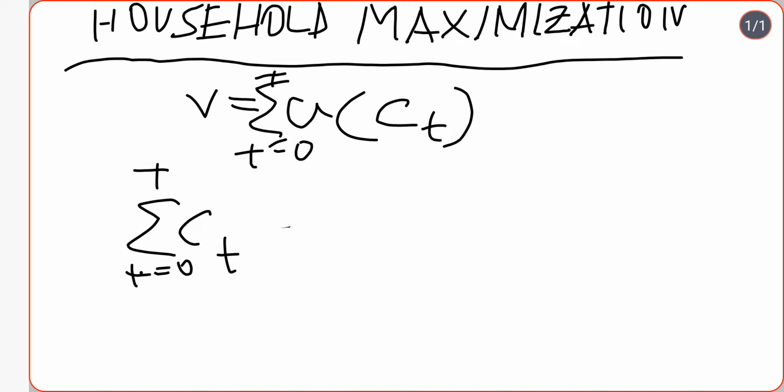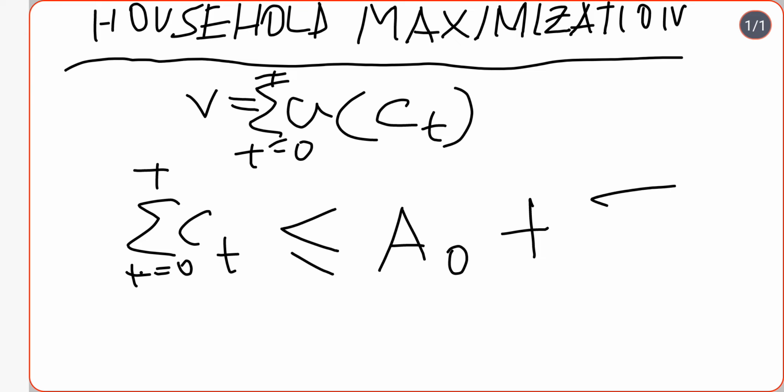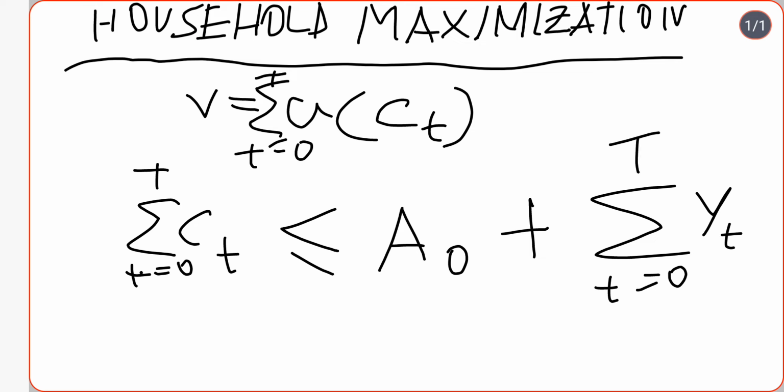and this summation Ct is less than or equal to our asset income, that is A0, the initial wealth or initial asset, plus the total income of our entire life period, that is basically our labor income. So that becomes summation yt, where t starts from 0 and goes up to capital T. So this is basically our constraint function. This is basically in the form of inequality.